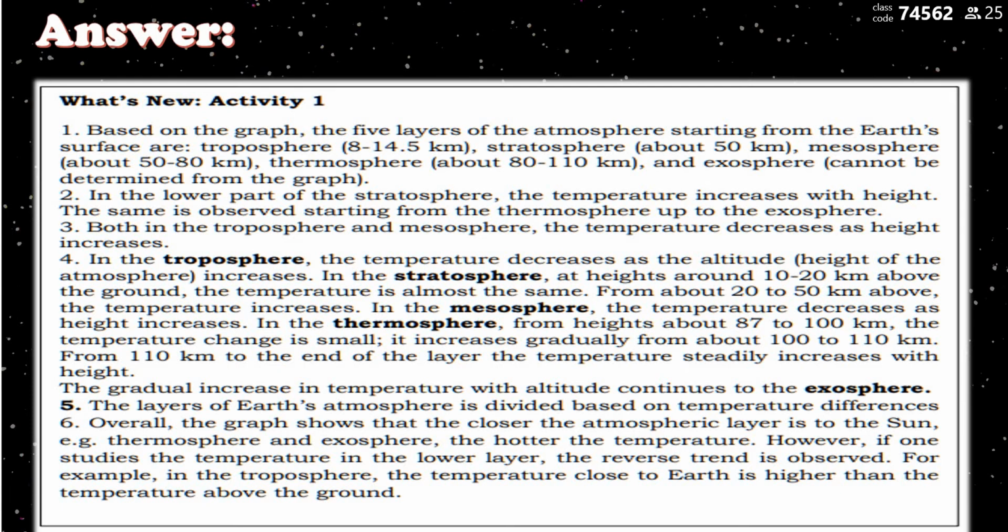The layers of the Earth's atmosphere are divided based on the temperature differences. Overall, the graph shows that the closer the atmospheric layer is to the Sun, for example thermosphere and exosphere, the hotter the temperature. However, if one studies the temperature in the lower layer, the reverse trend is observed. For example, in the troposphere, the temperature close to the Earth is higher than the temperature above the ground.